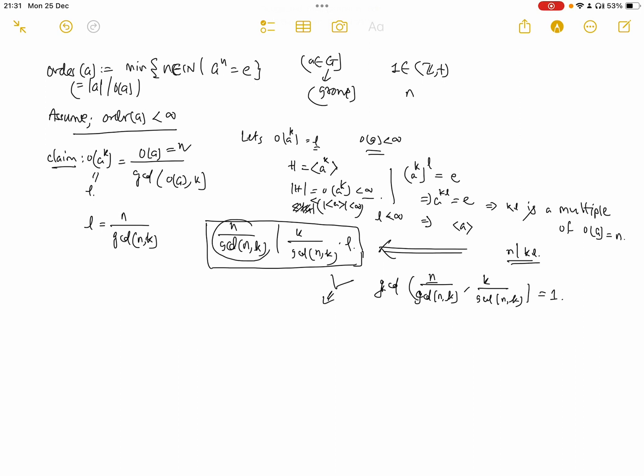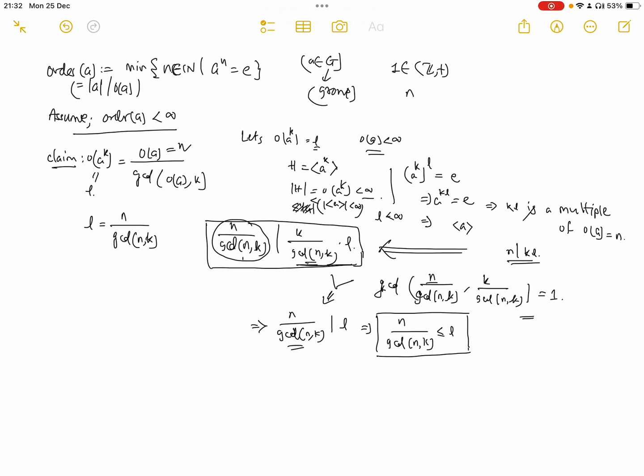So from these two you get that this quantity divides the product of them, but because this quantity and this quantity are relatively prime, you get that this quantity has to divide L, right? Because this quantity cannot divide the other possible factor. So you get that this quantity has to be less than or equal to L, right?